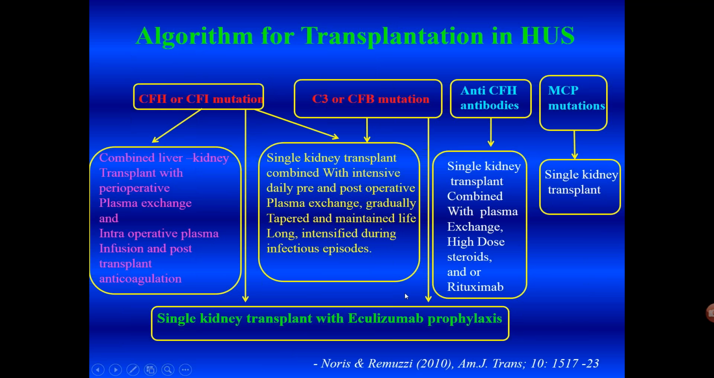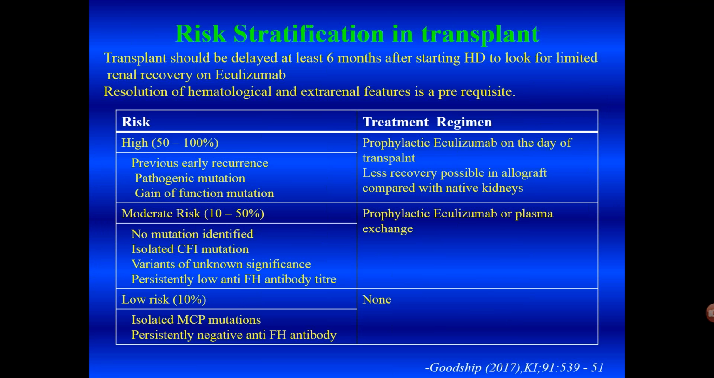My last bit, can one transplant patients with complement dysregulated hemolytic uremic syndrome? Well, combined liver kidney transplant would take care of it, covered in the perioperative period with plasma exchange. Or if Eculizumab is available, then a kidney transplant alone with Eculizumab prophylaxis may be thought of. If there are anti-factor H antibodies combined with plasma exchange, high-dose steroids, and rituximab, this may be done. And if it's a CD46 mutation, then a kidney transplant without any special precautions, because the transplanted kidney has normal CD46.